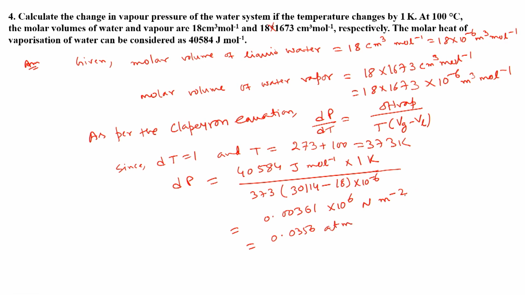Okay, so if you convert, this is nothing but Pascal. So, from Pascal we can convert to atmosphere, okay, because 1 atmosphere is 1.01 times 10 to the 5 Newton meter to the minus 2, or Pascal. Okay. So, this is based on the Clapeyron equation.